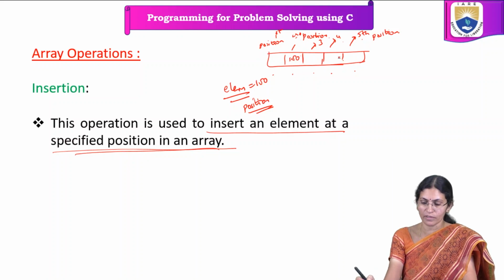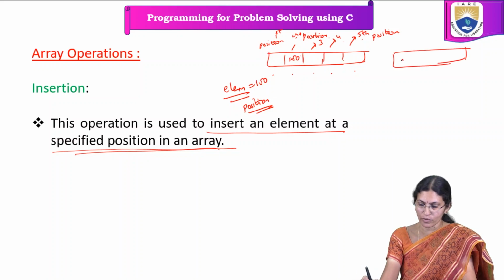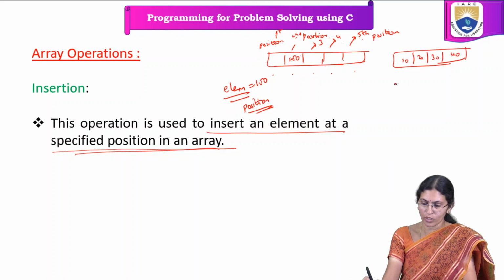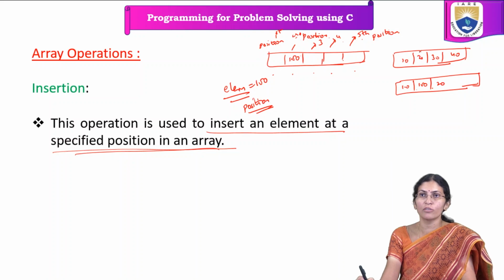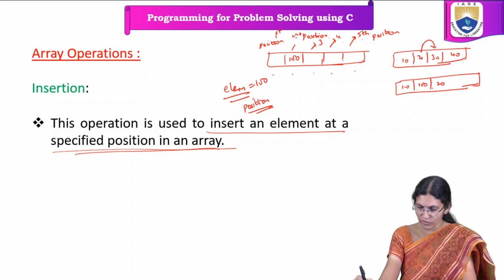Suppose previously the array was 10, 20, 30 and 40. Now the output of this operation should be 10, and at the second position 100 has to be inserted. After that, whatever value was there at this position has to be shifted here.